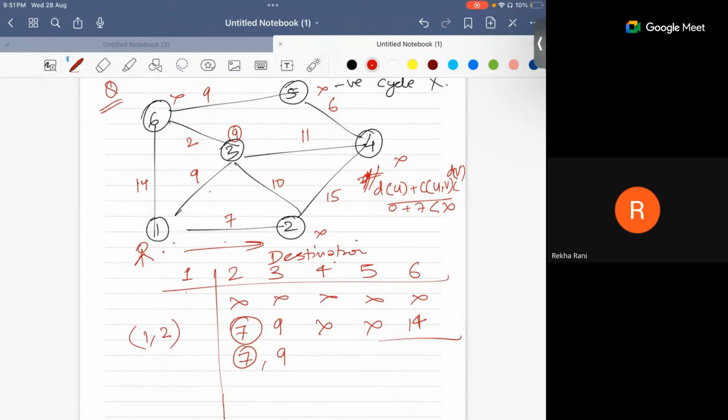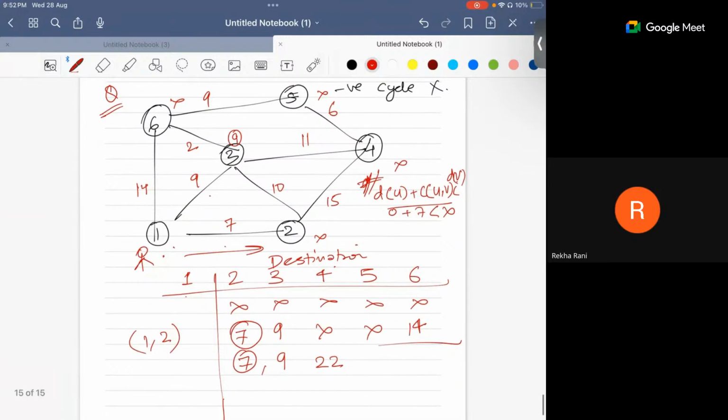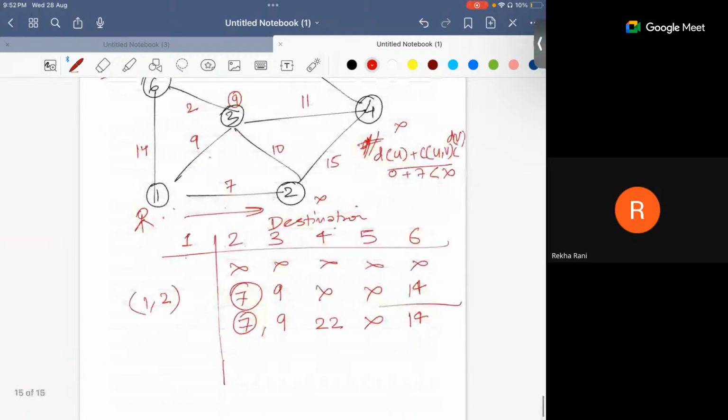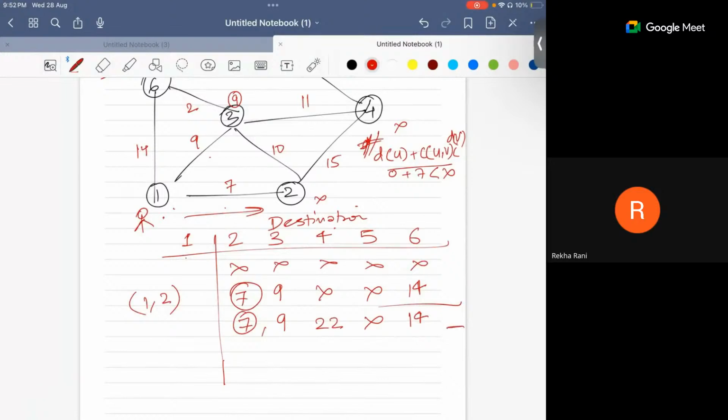Now, can I go to 4 with the help of 1 and 2? I can go. 15 plus 7 is what? 22. That is less than infinite. So I'll just update the value to 22. Can I go to 5 using 2? I can't go, so it will be infinite. Can I go to 6? Yes, with the help of 2 or without, I'll have 14 itself. So what is the minimum? In this iteration, 9 is the minimum, so I can go to 3 with weight 9 as the minimum.